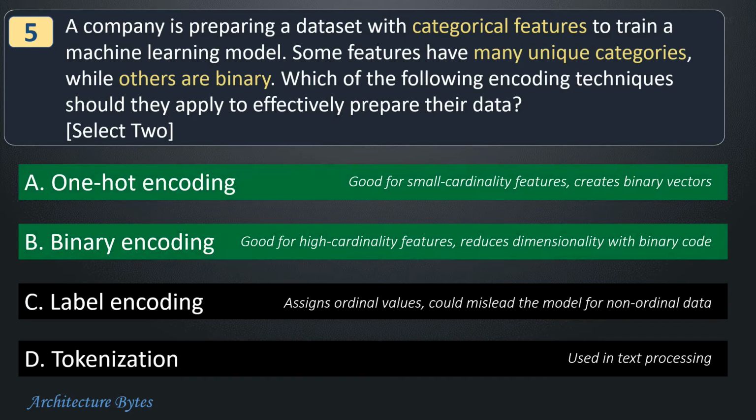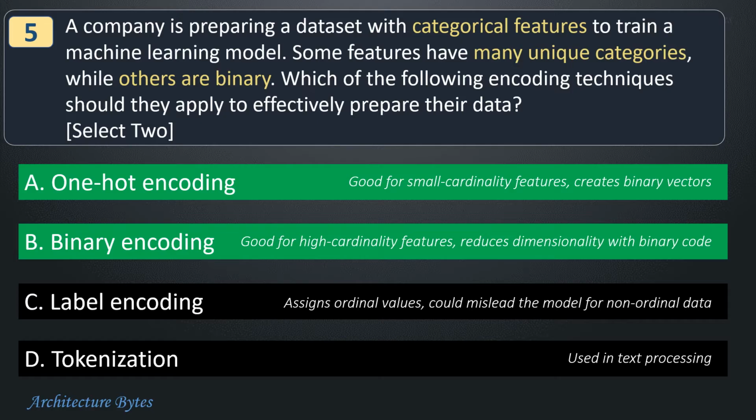Option A, one-hot encoding, and B, binary encoding are the right answers here. One-hot encoding is ideal for small cardinality features. It creates binary vectors, and binary encoding is efficient for high cardinality features. It reduces dimensionality with binary code.